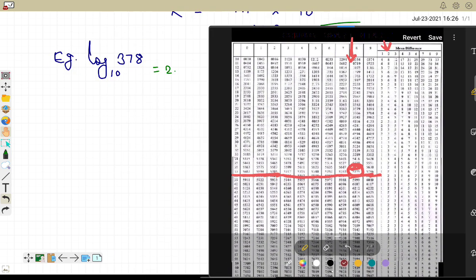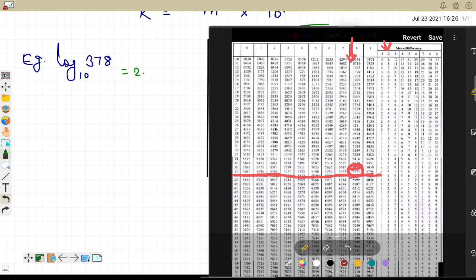Okay, next question. What is the value here? Log 378 is equal to 2.5775. So 5, 7, 7 and 5. Similarly, if you want to find the value of a log, we can take any value, base 10, and the value is, let's say, 182. Okay, log 182 base 10, we need to find the value of log 182 base 10.